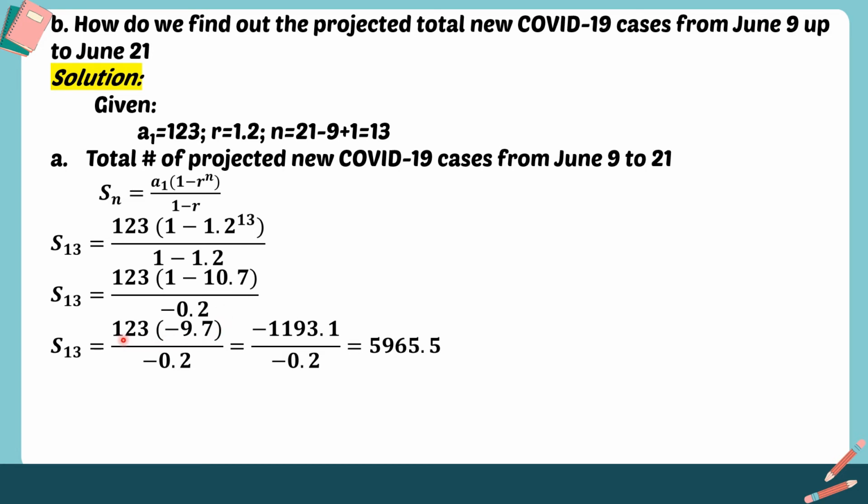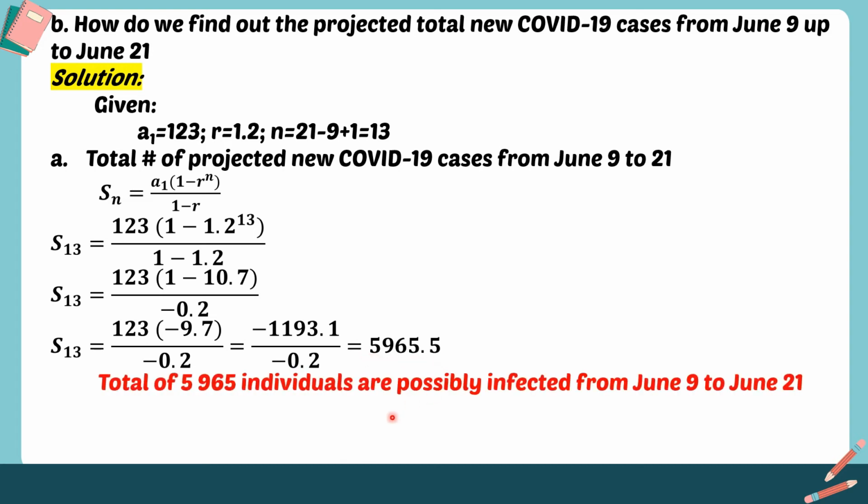Then, next, multiply tayo. 123 times negative 9.7, that is equal to negative 1,193.1. Then, divide natin siya sa negative 0.2, that is equal to positive 5,965.5. Or approximately, meron tayong 5,965 individuals that are possibly infected from June 9 to June 21. That is the total possible individual.